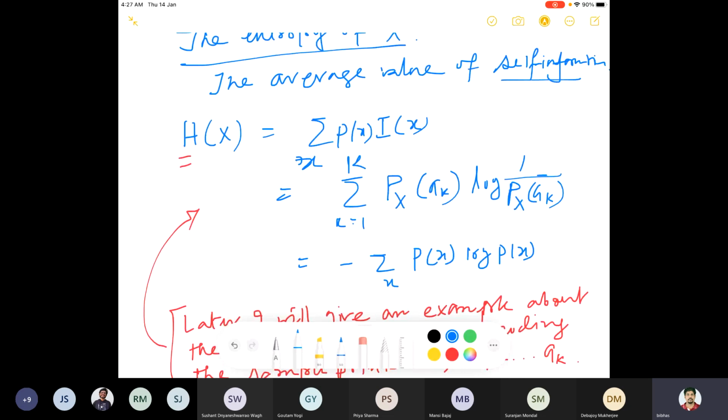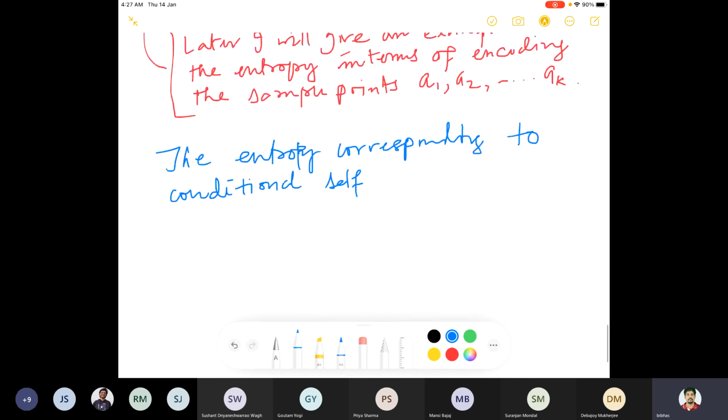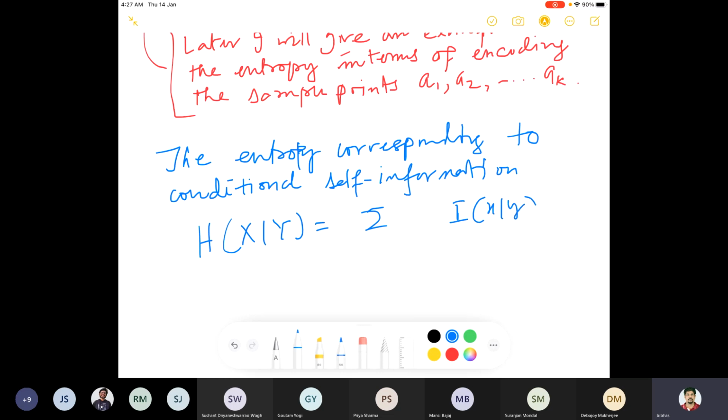And see here, these are the arguments. H is the entropy, H of X. X means the entire random variable. This is because this is about the entire random variable, some amount of information about the entire random variable, not about specific points. So it is the average of all the self information. The entropy corresponding to conditional self information is denoted as H of X given Y.